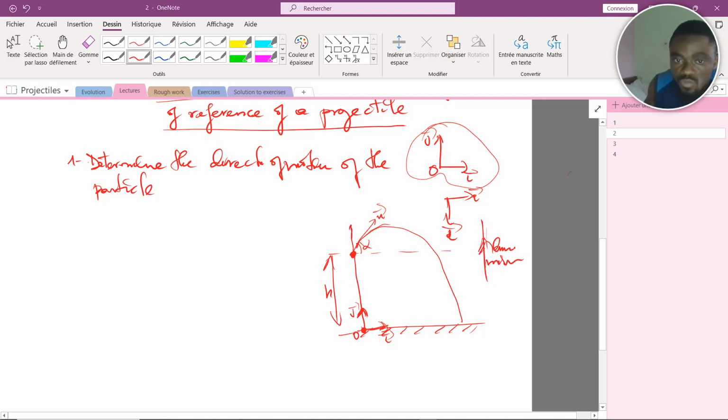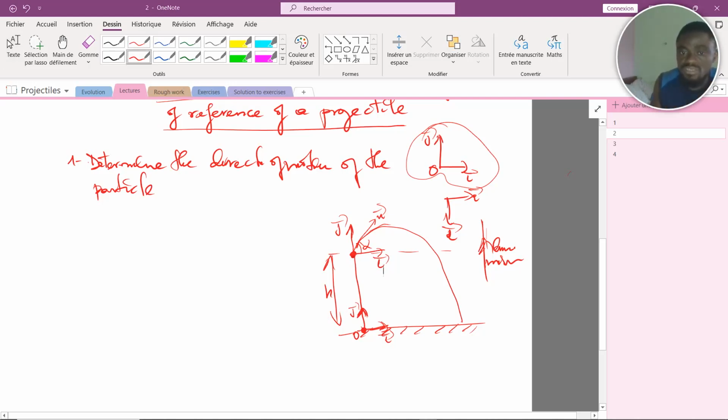So my positive j will be in this direction, and my positive i will be in this direction. Is that okay? So take note of that. And I said, if in an exercise nothing is said, like for example, let's take this situation.